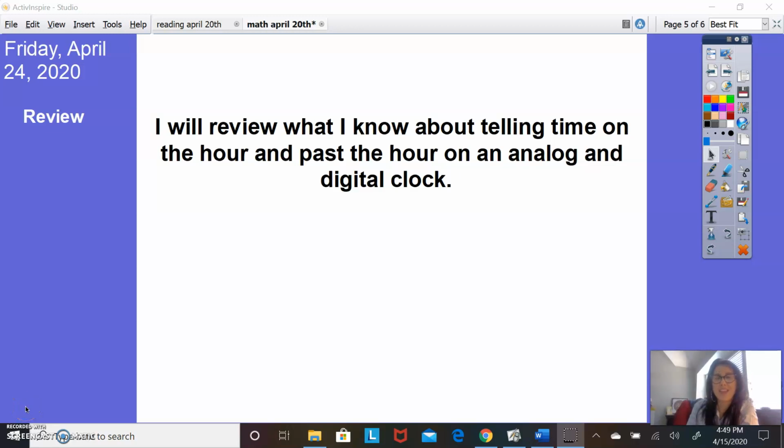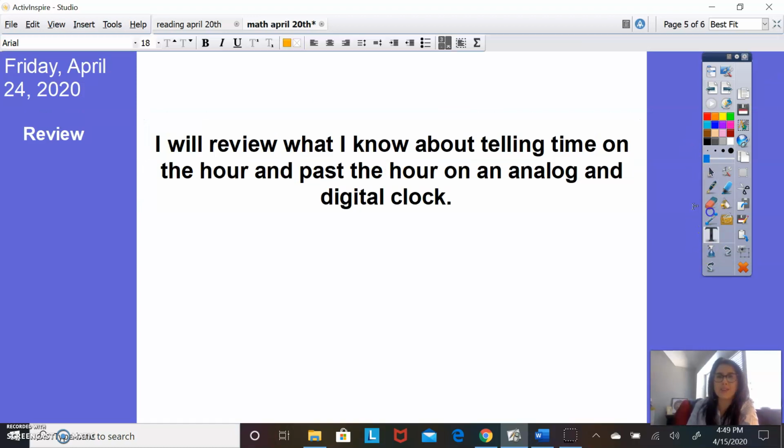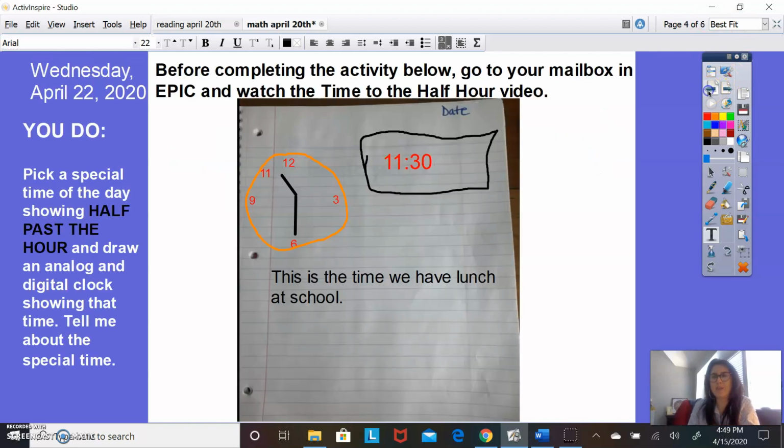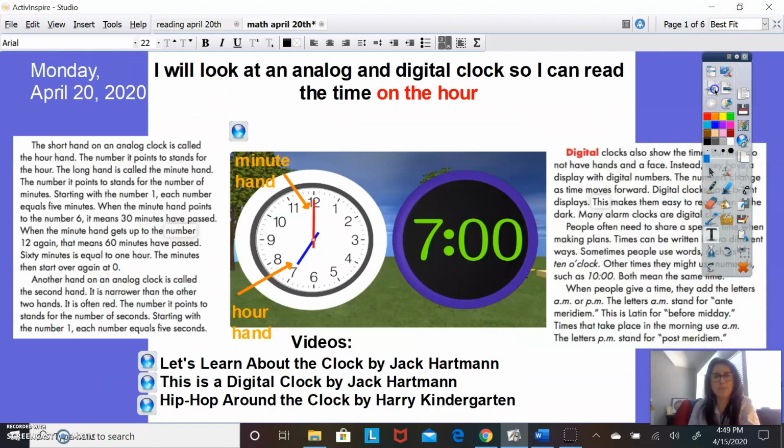Hello guys, today is Friday, April 24th, 2020, and in math today we're just going to review what we know about telling time on the hour and past the half hour, let me correct that, past the half hour on an analog clock and on a digital clock. Past the half hour. So let's go back and review what we talked about on Monday.